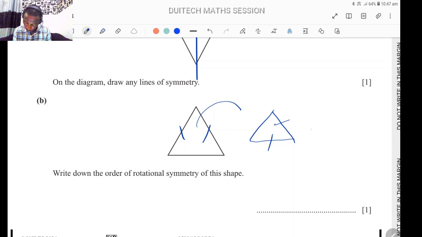If we rotate it again, we have something like this, where this particular side will come here, and this particular side here will come here. If we rotate it again, it will come back to its original shape. So it has 3 rotations: 1, 2, 3. The order is 3.